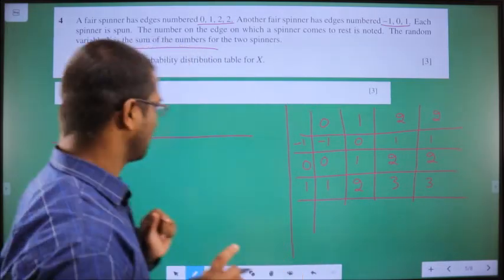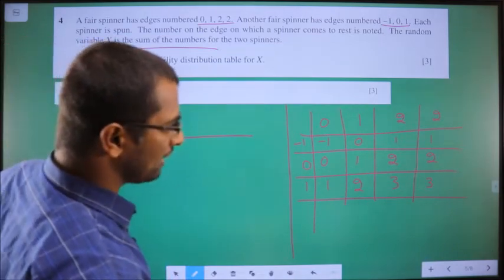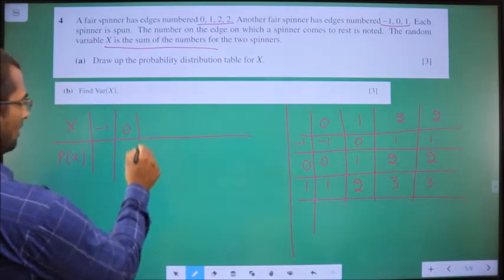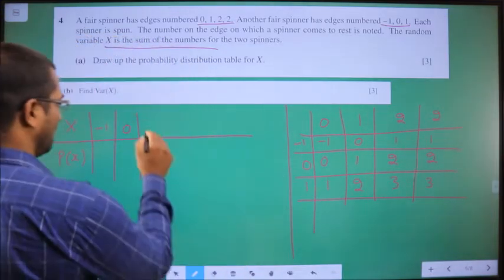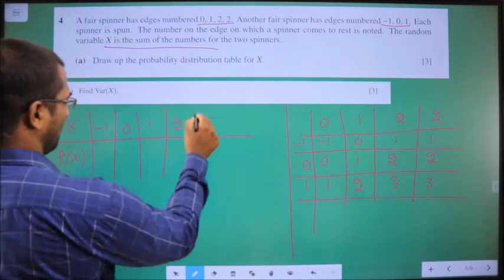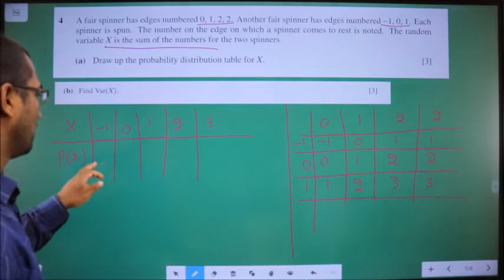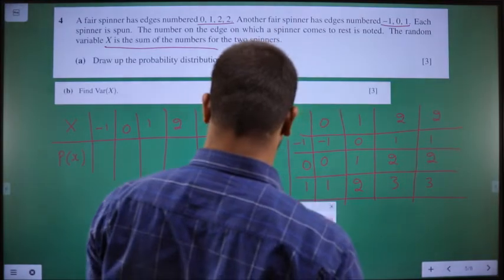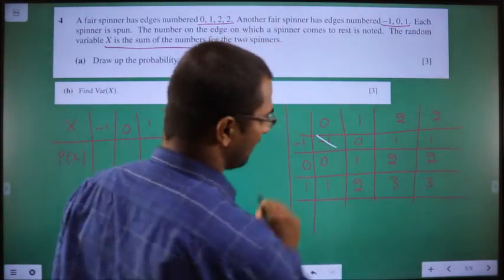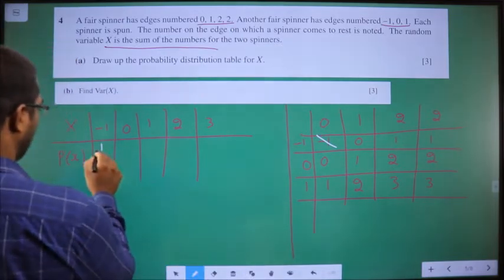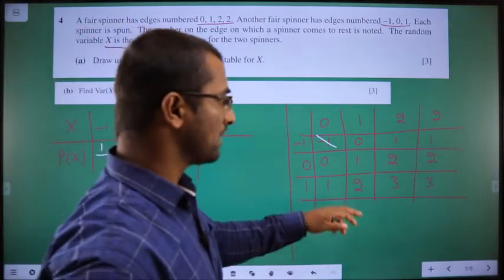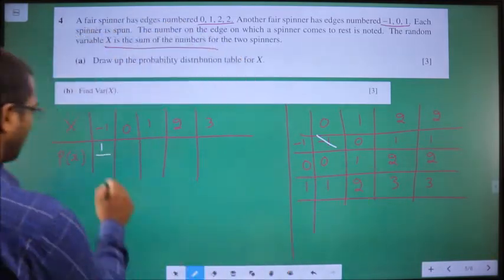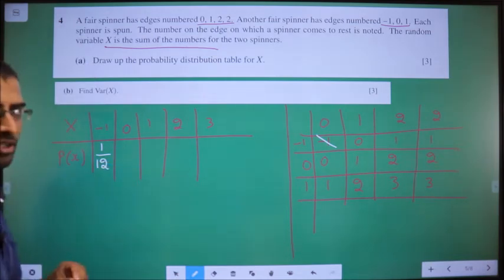Okay, next. So minimum value for x is starting with -1. So I have got -1, I have got 0, I have got 1, 2 and 3. Now, what is the probability for -1? How many times did I get -1? I got -1 only here. So it will be 1 by. Total how many options, outcomes did I get? 3 into 4, so total 12 outcomes. So 1 by 12.